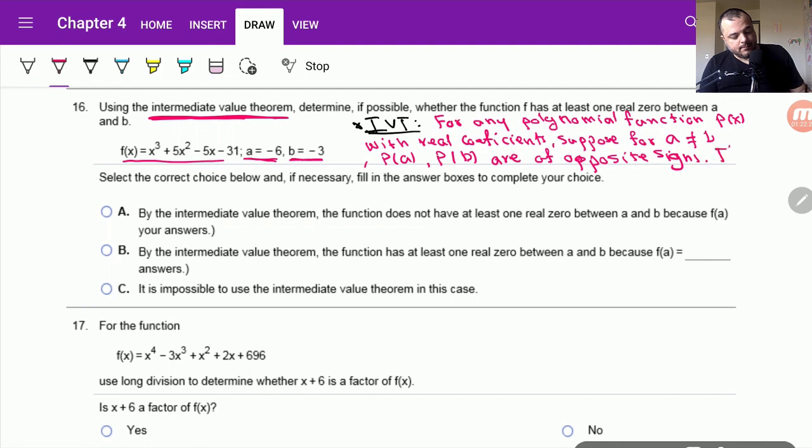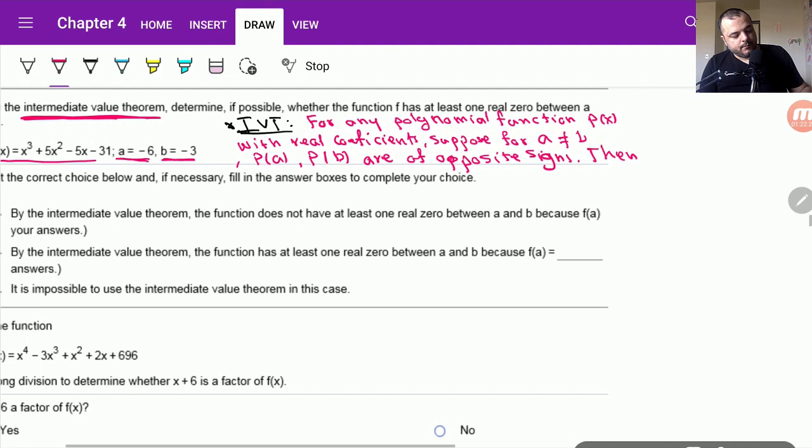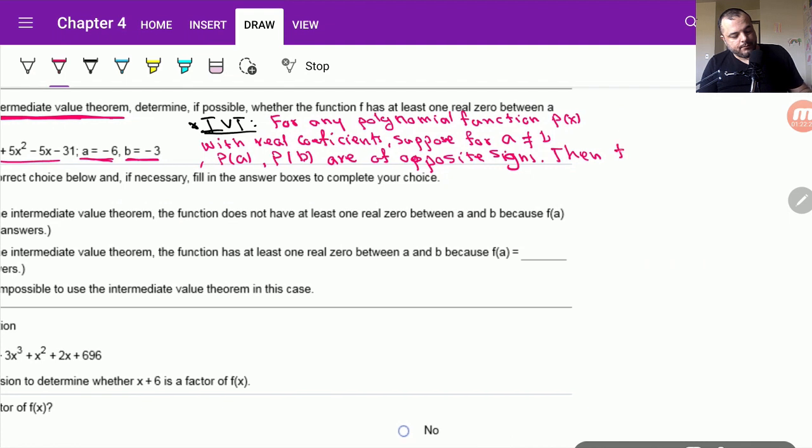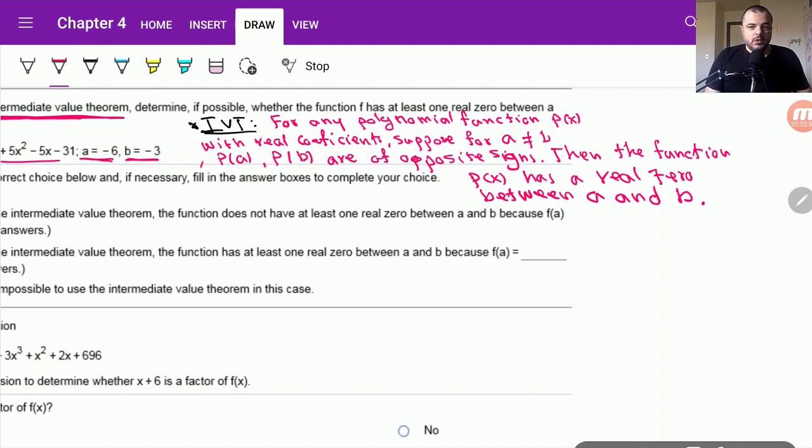then the function p of x has a real zero between a and b. Between a and b. So what does this say?